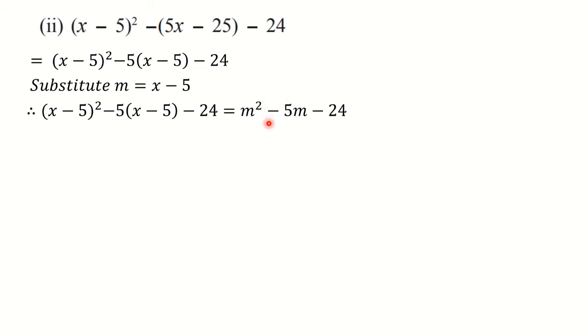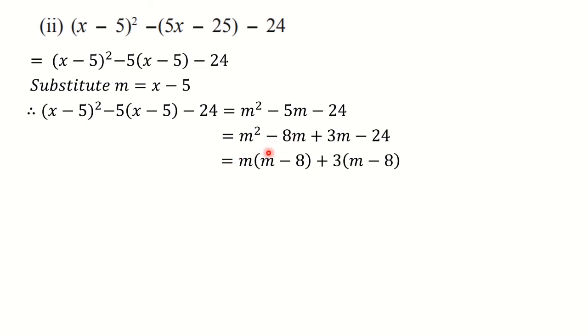But see, the middle term is negative. So the bigger number is having the negative sign. So the factors are minus 8m plus 3m. This minus 5m you can write like this. We have split it like this. Then the next step, to take out common. From here m is taken out common. So you got m minus 8 here. And from here plus 3 is taken out common. So you got m minus 8.